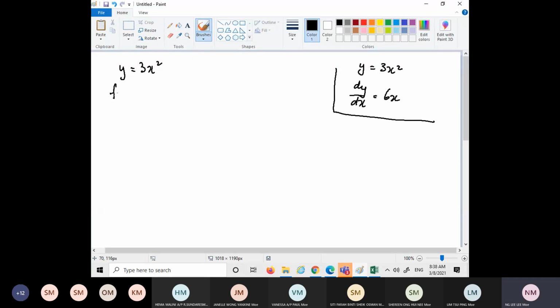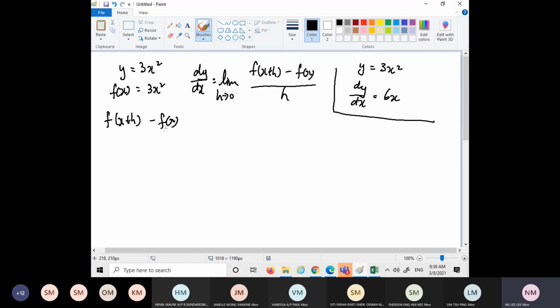Now f(x) is 3x squared. Same thing. I'm going to write out the first principle formula. Limit h approaches 0, f(x plus h) minus f(x) over h. I do the same thing. I'm going to get this one first. So if f(x) is 3x squared, what is f(x plus h)? It means when you see x here, you replace with x plus h. So it's 3 times (x plus h) squared. So you need to do the expansion. So x squared here, h squared here, 2xh, minus 3x squared.